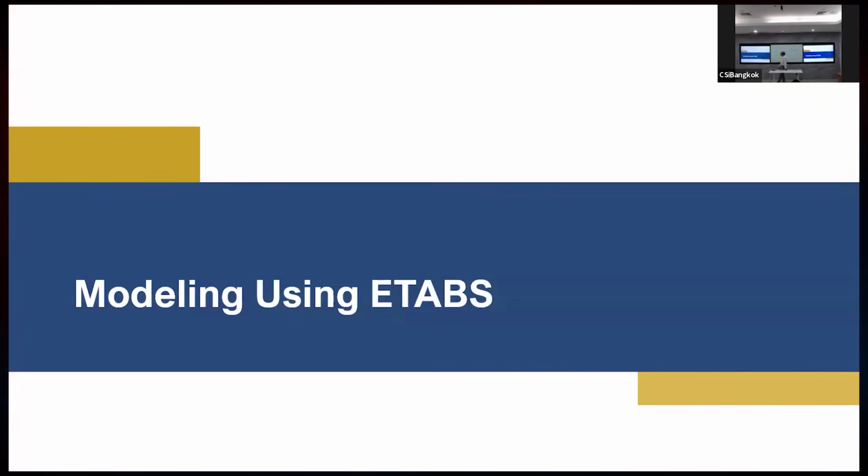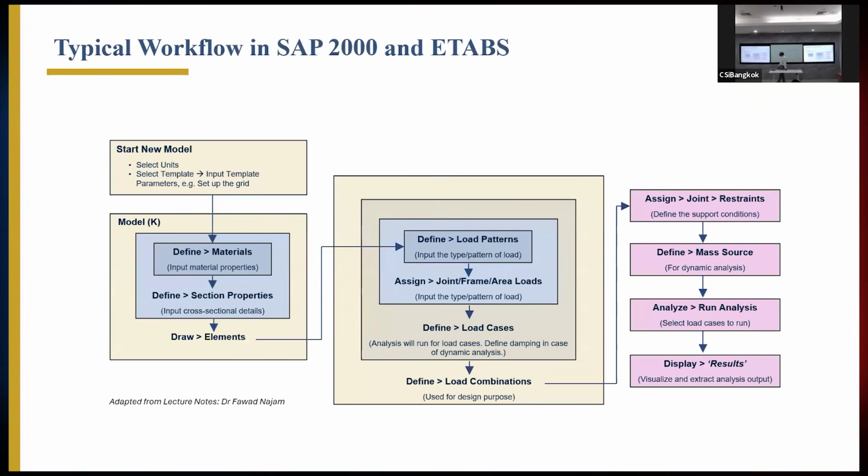Okay, so coming back to modeling in ETABS. Normally the SAP and ETABS workflow is like that. We start a new model. First of all, we try to model the stiffness. Then we define materials and sections, which define the stiffness, and then you have area loads, load cases, load combinations. Then you write the constraints, restraints, supports, and everything. Then mass, analyze, run, and display results. So that's the rough flow of the model generation.